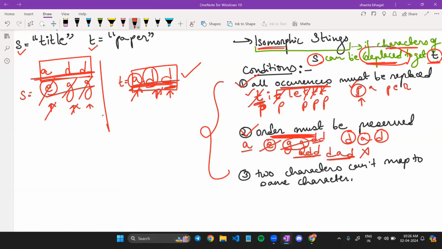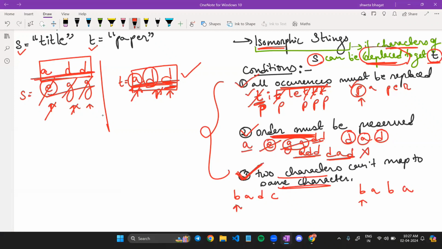Now coming to the third condition, and this third condition is one of the most important conditions. It states that two characters should not be mapped to the same character. Let's see what it means. If we have a string S as "badc" and a string T as "baba", we are present at the first element.